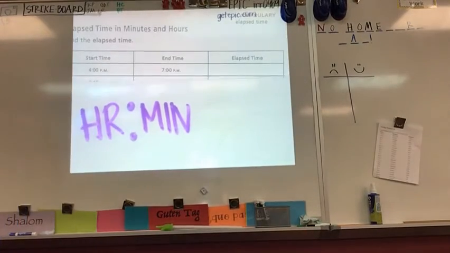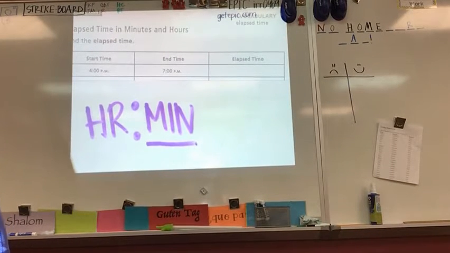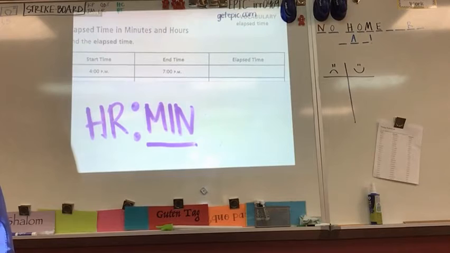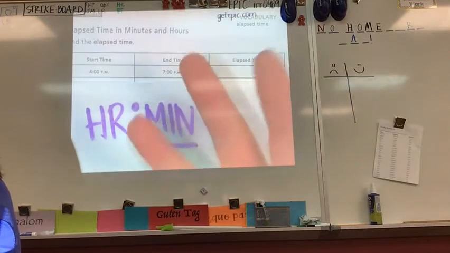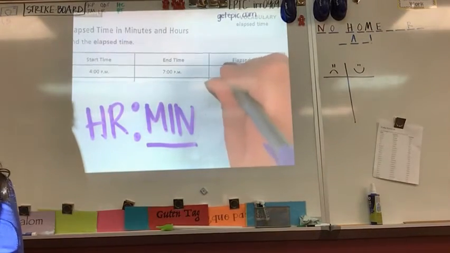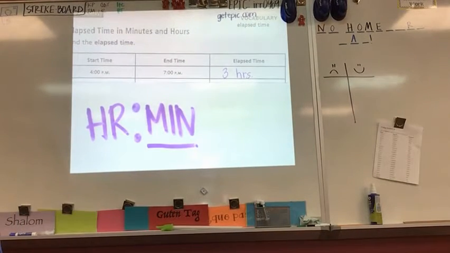and whatever's on the right would be minutes. And so when I'm looking from 4 p.m. to 7 p.m., I notice my minutes stayed the same. Whatever's here, they were both zeros. So I only need to talk about hours. And when I look at that, from 4 to 7 o'clock, I would go 4, 5, 6, 7, and I have had 3 hours pass.